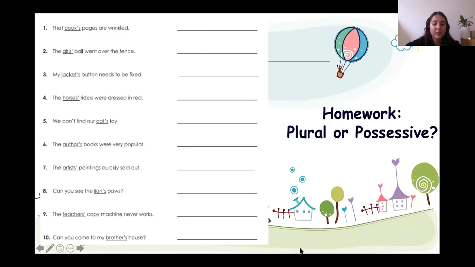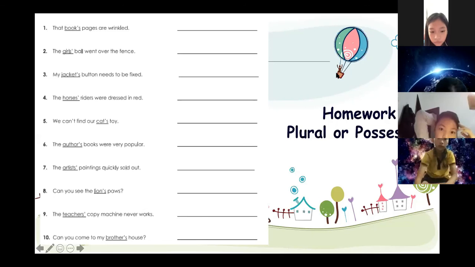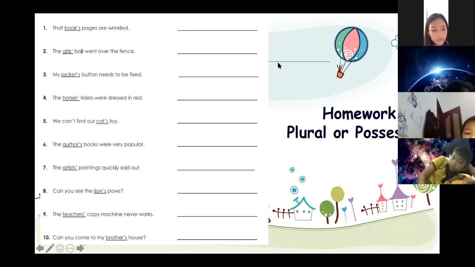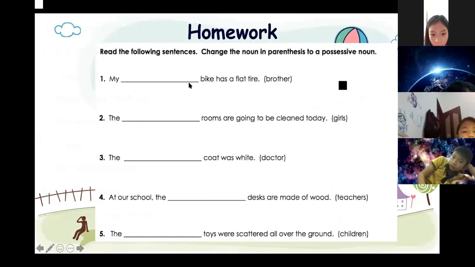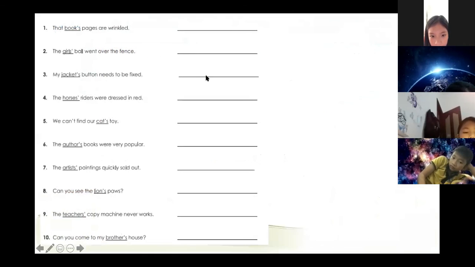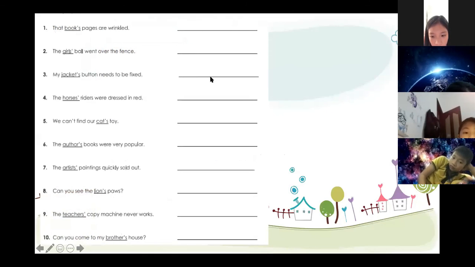Now, I'm going to lower everyone's hands, and I'm going to ask, are there any questions about the homework? Please click the raise your hand button if you have a question. So 2 homework sheets. Firstly, you change the word in brackets to a possessive noun. And then secondly, you show me that you understand the difference between a plural noun and a possessive noun.